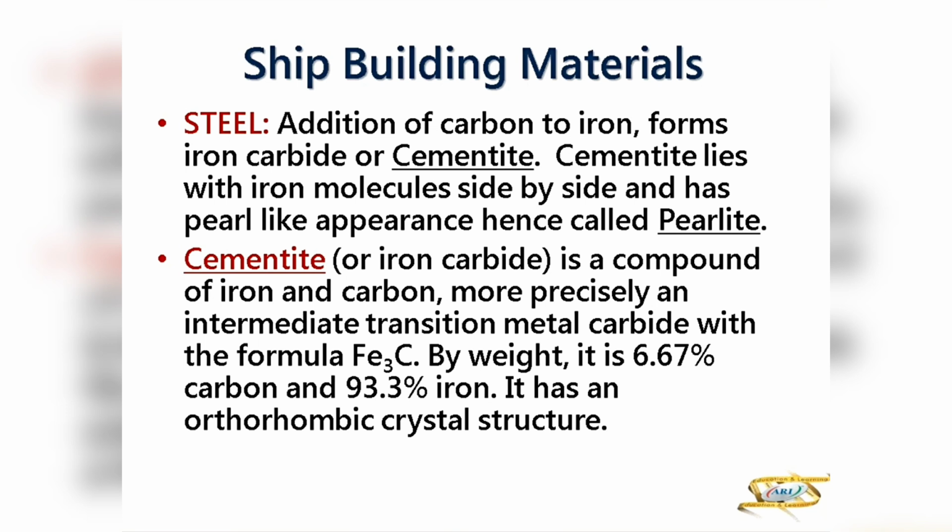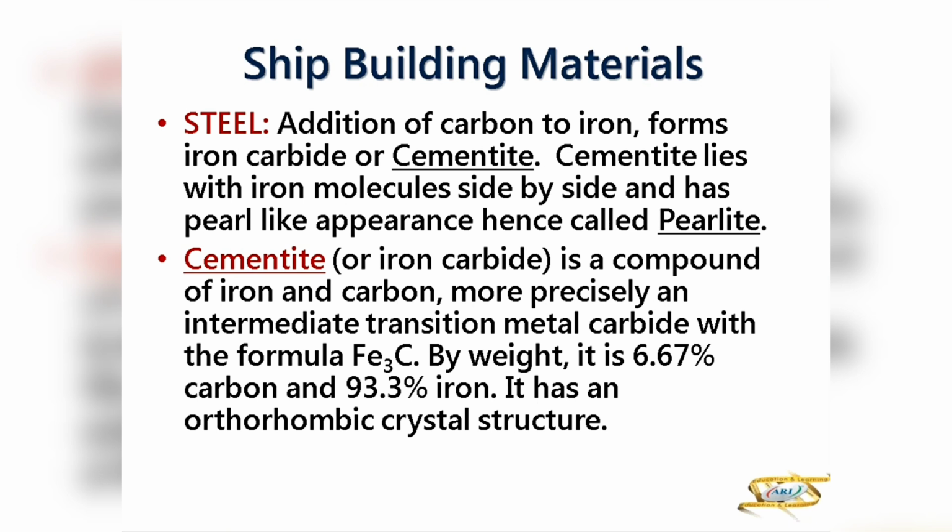Now steel basically has carbon. So the structure of those bonds will make the material either cementite or pearlite. So cementite, when the iron molecules are side by side, the pearl-like appearance will give it the name pearlite. Cementite is basically iron carbide, Fe3C, an intermediate transition metal carbide with the formula Fe3C. So it is 6.67% carbon and 93.3% iron. The crystal structure is orthorhombic.